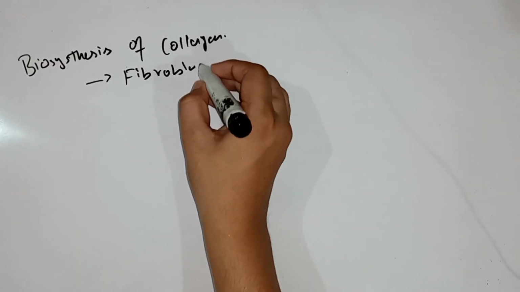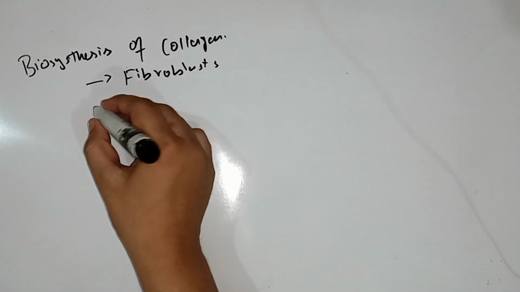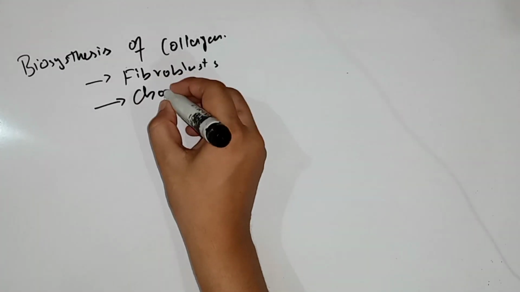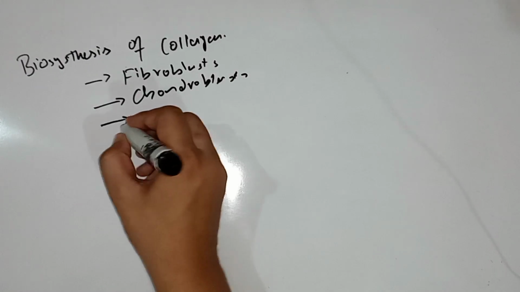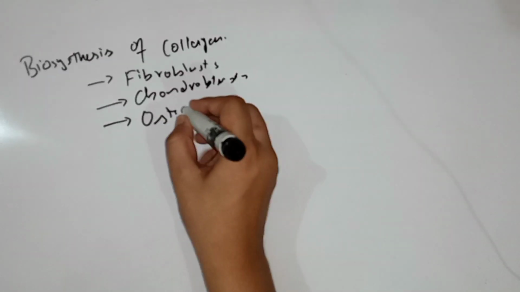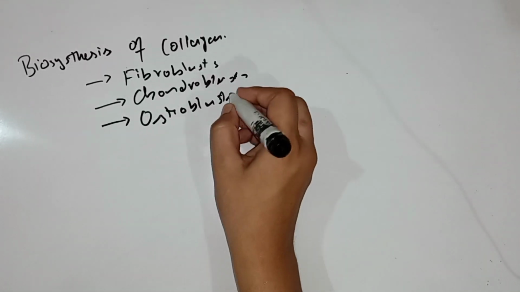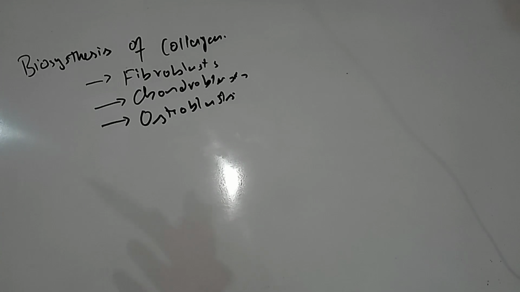Fibroblasts are the cells which lay down the collagen at the site of damage of tissues, and they lead to the formation of collagen at scar tissue and lead to scarring. Collagen is also synthesized by chondroblasts which form cartilages, and by osteoblasts which form the bones. So depending upon the tissue type, it is synthesized by different precursor cells.